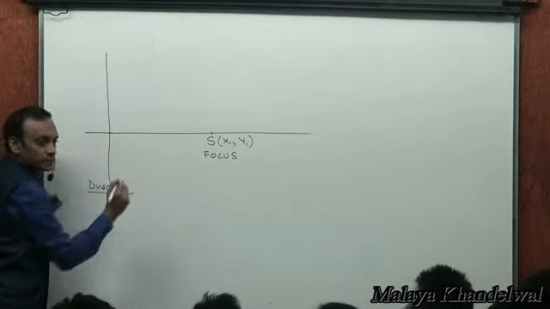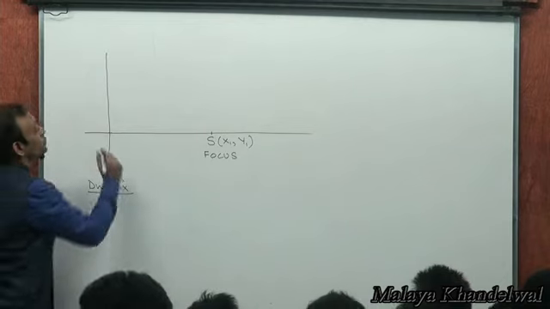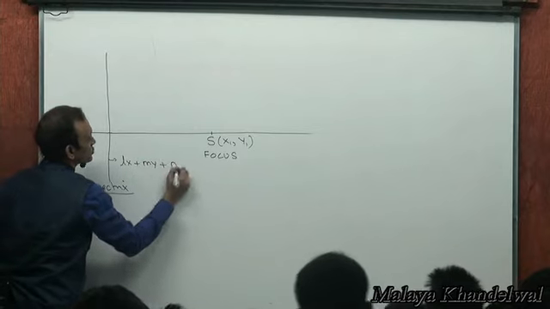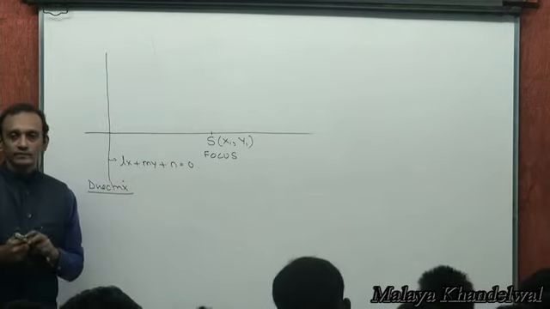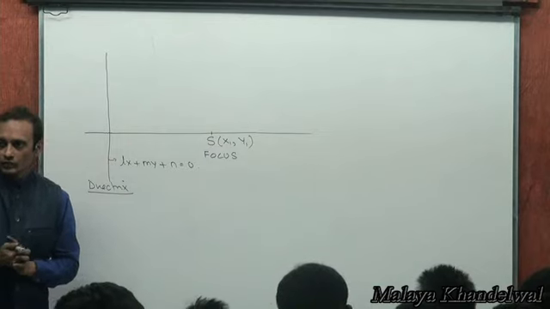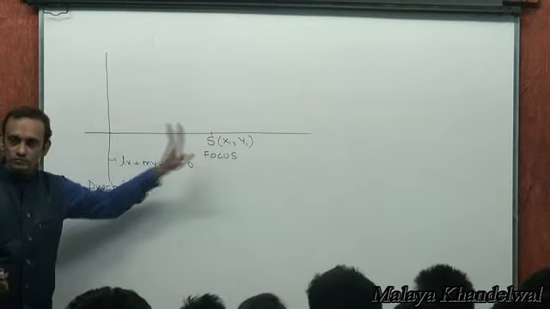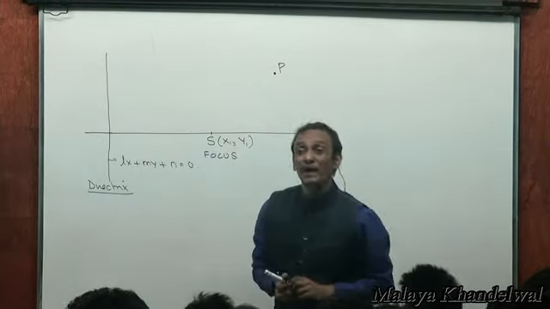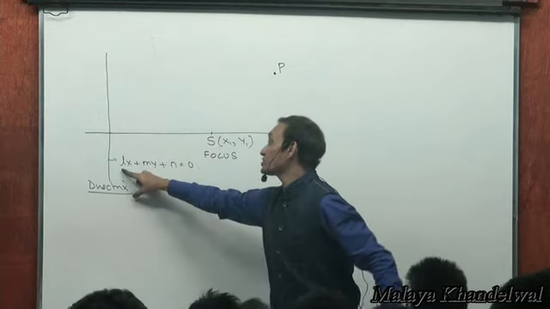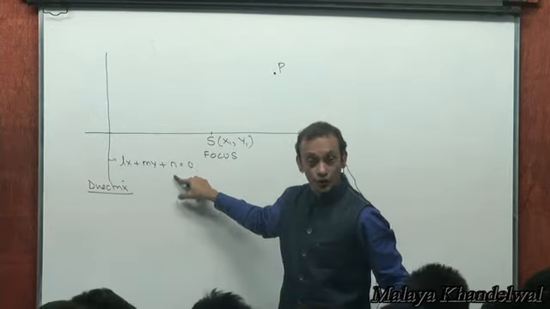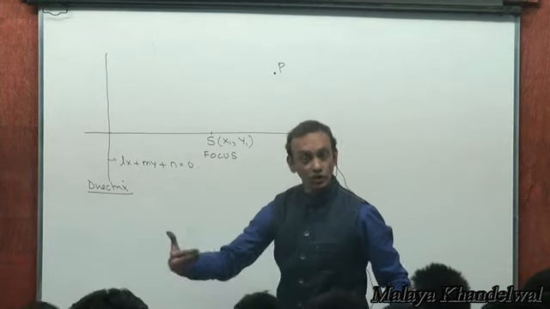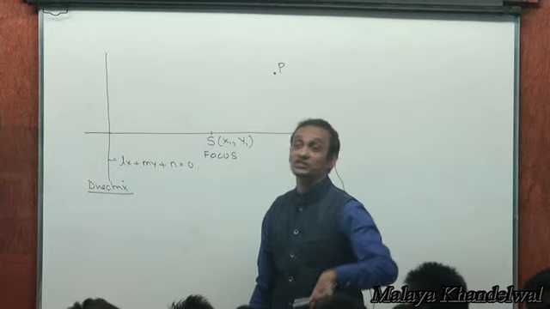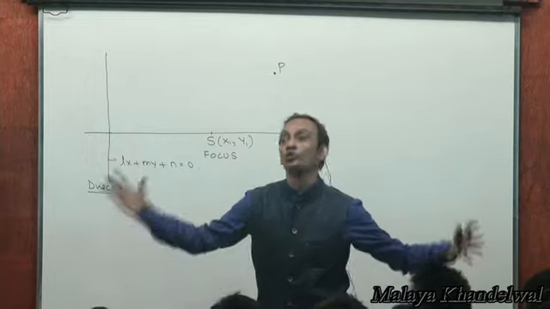This is the directrix, which is say Lx plus My plus N equal to 0. This is the directrix, this is the focus. And then they said this is a point P and it traces a parabola whose focus is S and whose directrix is Lx plus My plus N equal to 0. Find the equation of the parabola. In this case, you would neither get y equal to a quadratic in x nor x equal to a quadratic in y. You will get a more general form of the equation of a parabola.